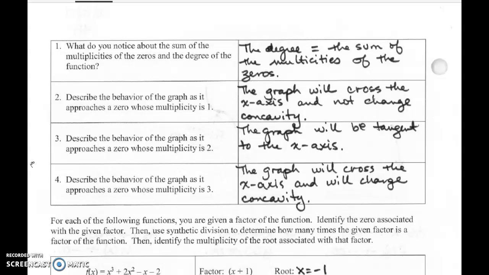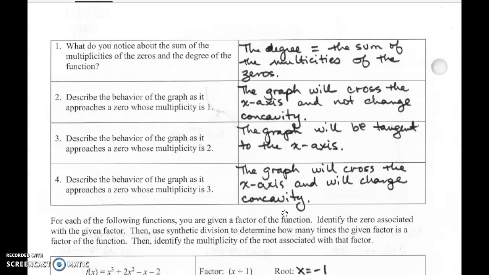In part 3, if it has a multiplicity of 2, it just touches the x-axis. The word used here is tangent. That's tangent to the x-axis. You probably remember that word from geometry. It means it just touches at one place. It does not go through. It bounces back. And then if it has a multiplicity of 3, it has that point of inflection, and in calculus we call that changing concavity. So it goes from an upwards U to a downwards U.